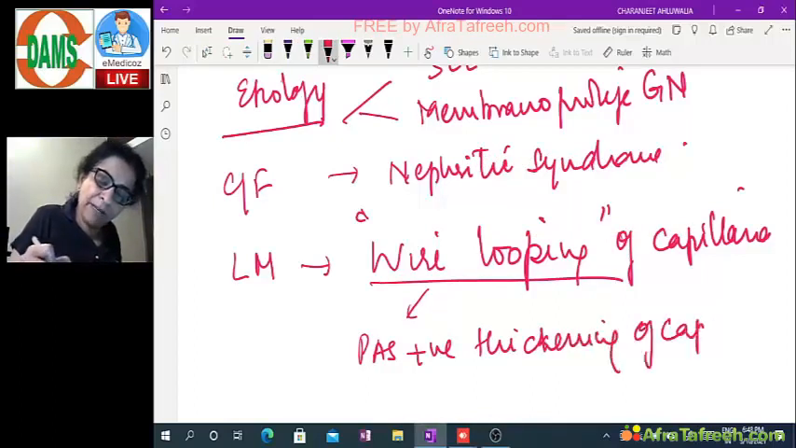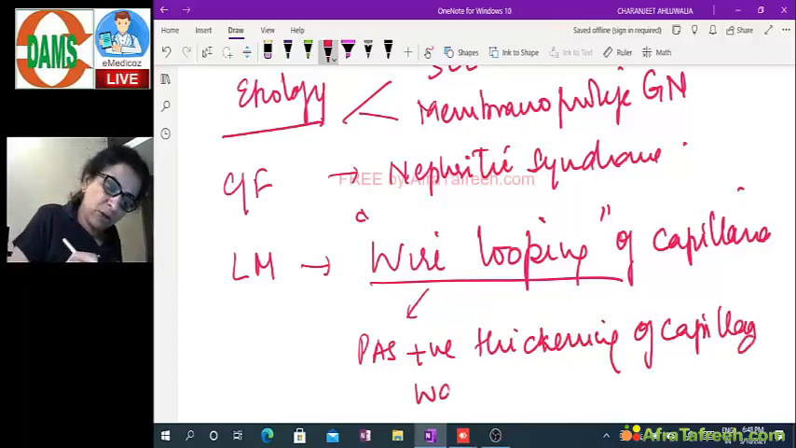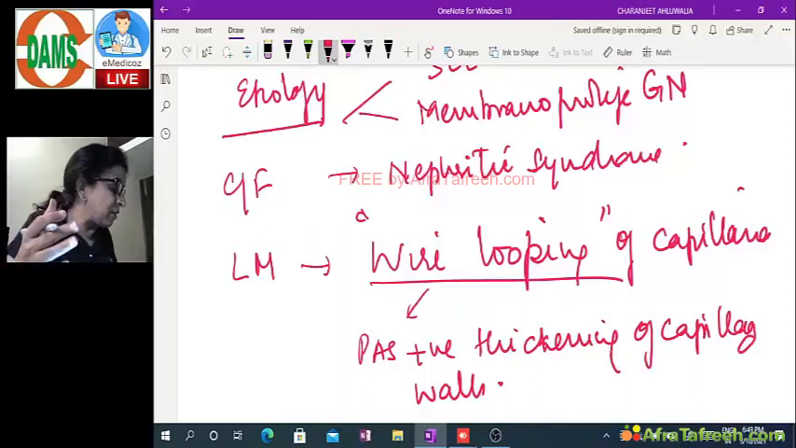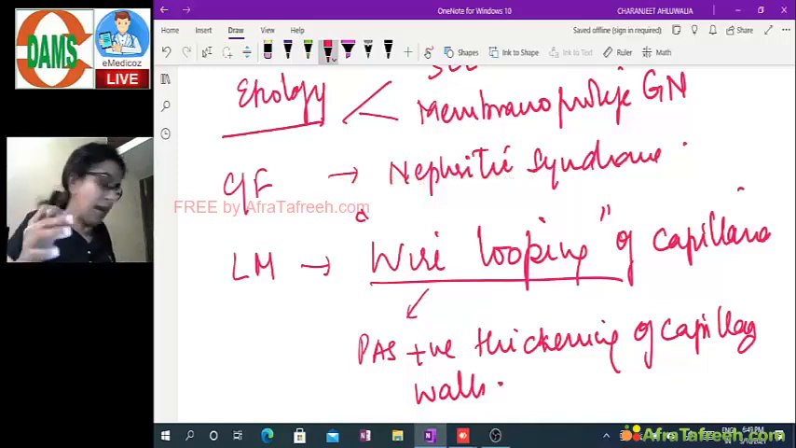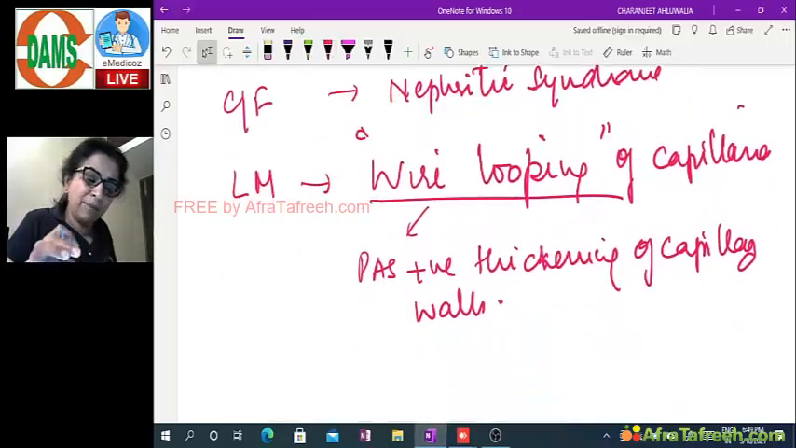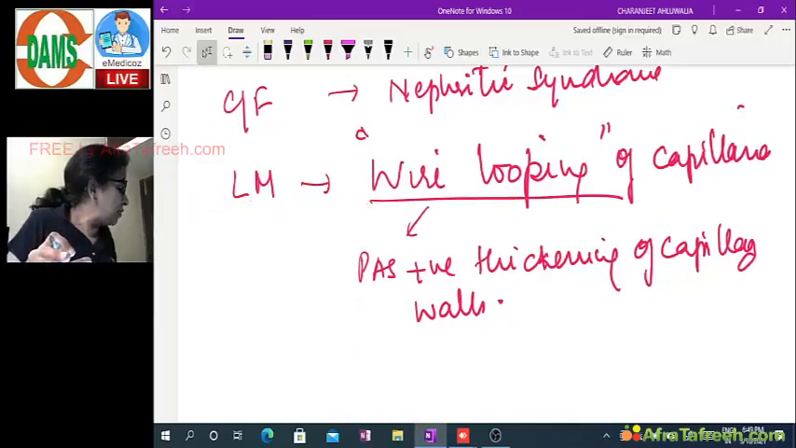of glomerular capillary walls. So the glomerular capillary walls appear markedly thickened. The glomerulus is very cellular, it's proliferative. Many glomeruli, more than 50% glomeruli are involved, and by PAS stain, the capillary walls are markedly thickened.